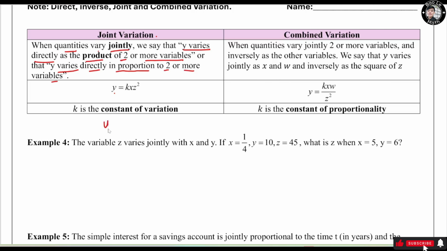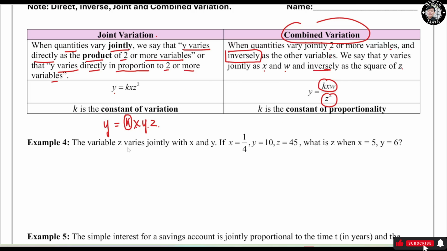Sometimes we're going to see y equals k times s times y times z, something like that, as long as you have the constant of proportionality times this. Now, combined variation. When quantities vary jointly, two or more variables, and inversely as the other variables, we say that y varies jointly as s and w, and inversely as the square of z.